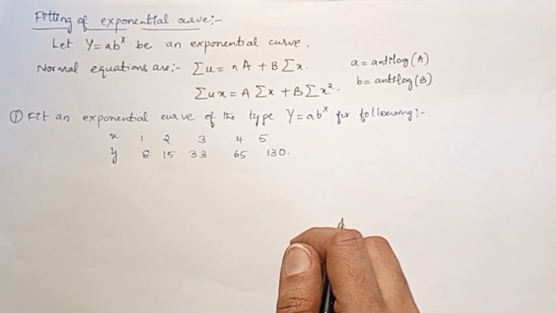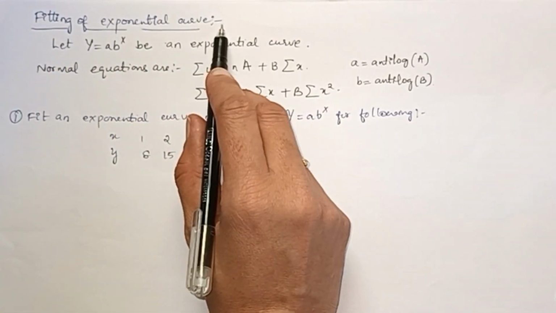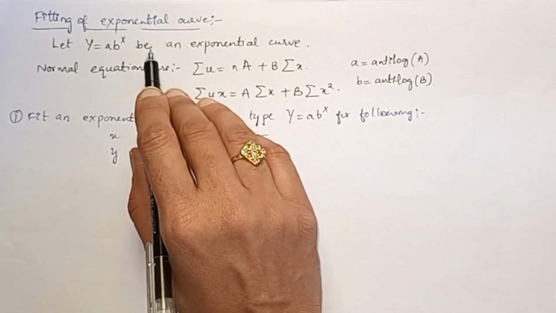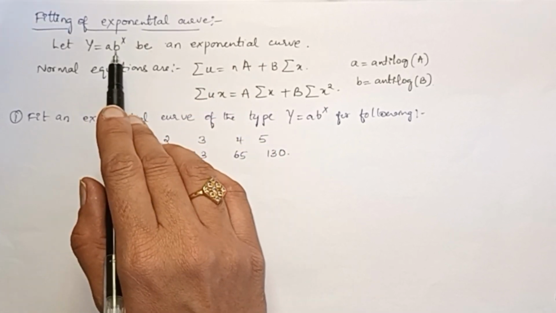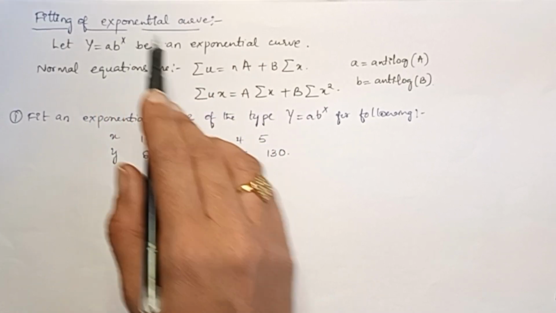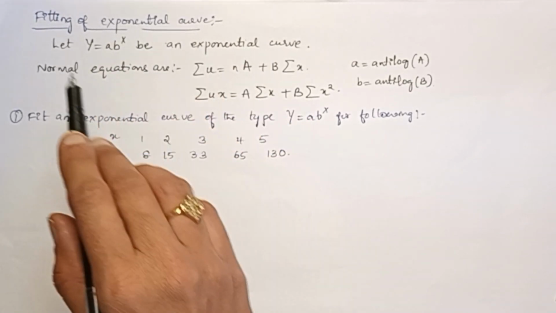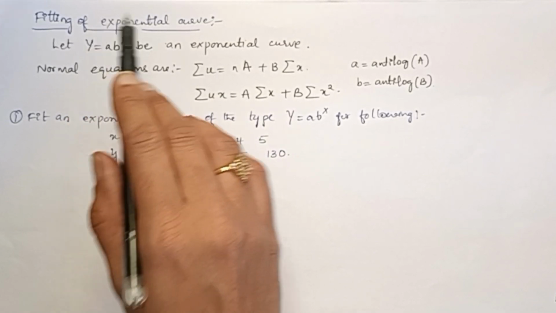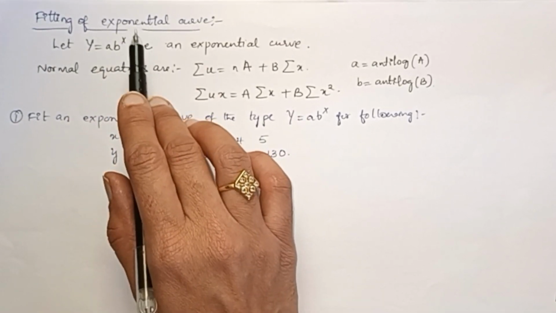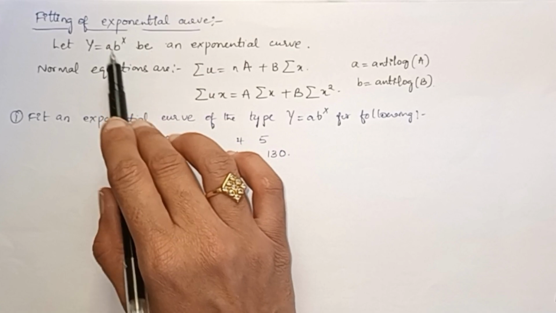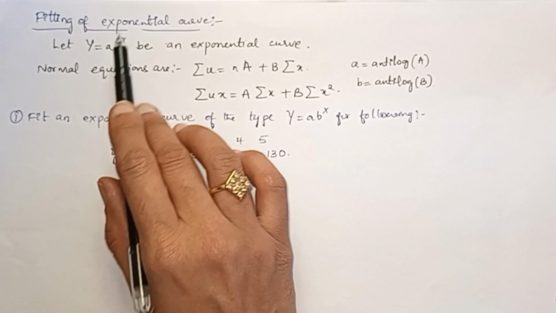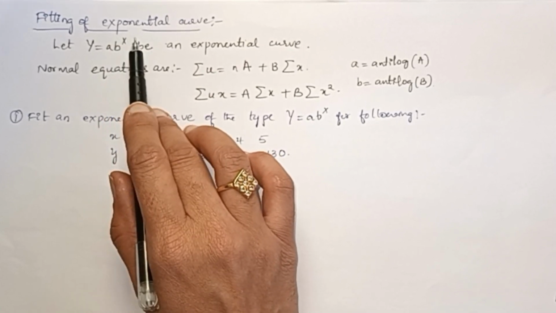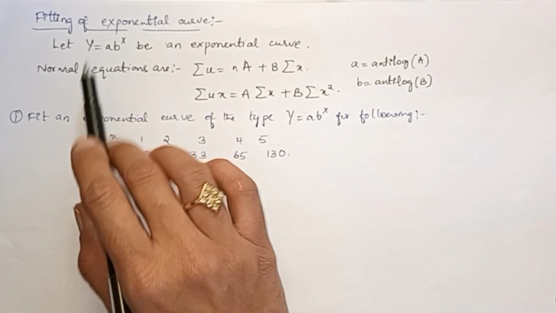Now the last section is fitting of exponential curve. What is the standard form of exponential curve? Y equal to a into b to the power x is the exponential curve. In the power curve, you have a into x to the power b, some variable to the power constant. But now here the constant's power is a variable. That is the difference between exponential curve and power curve.